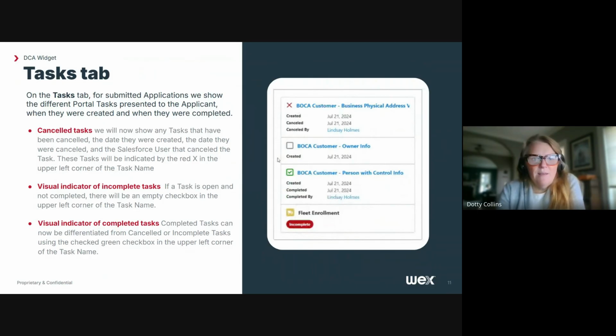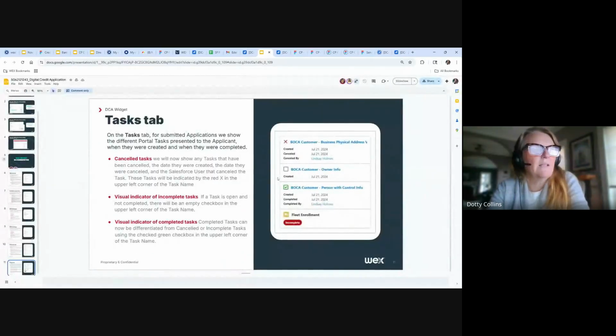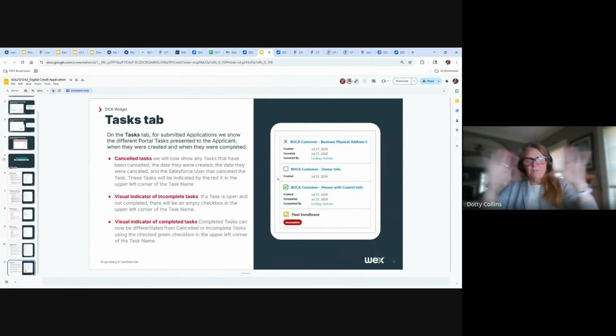And I think that's the entire widget of the communities portion of it. That's where you will live and hang out, and that's how you'll be able to manage and monitor all of your applications at that point.